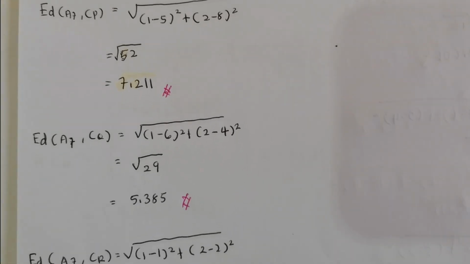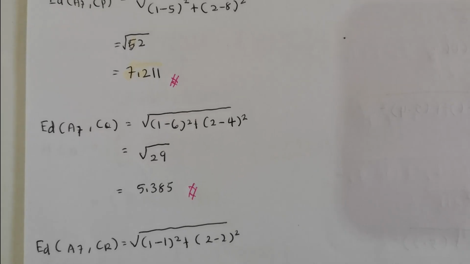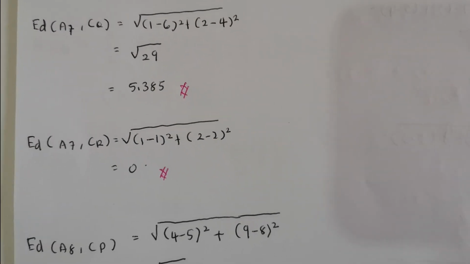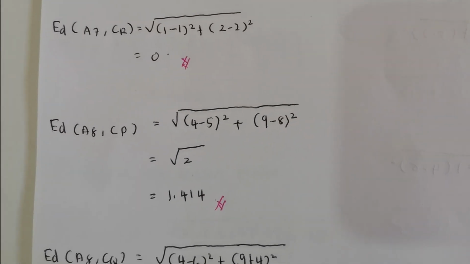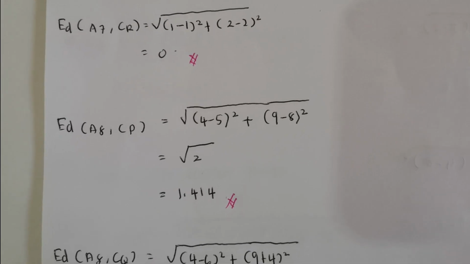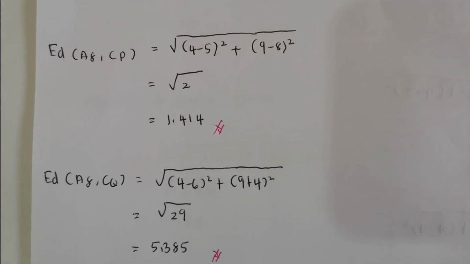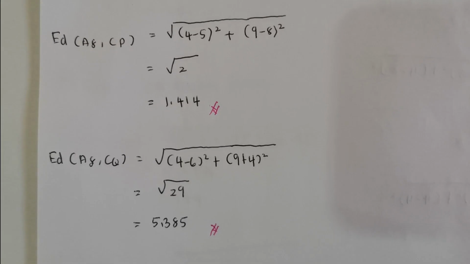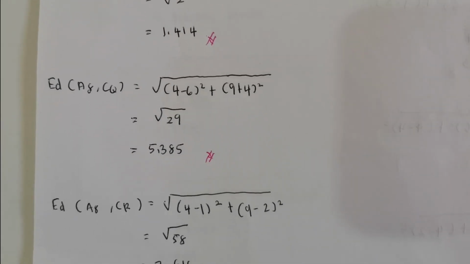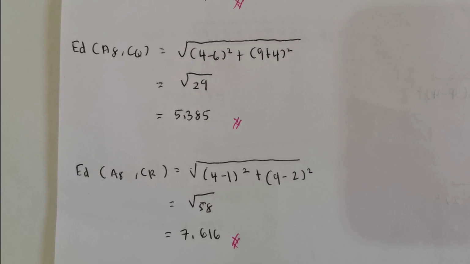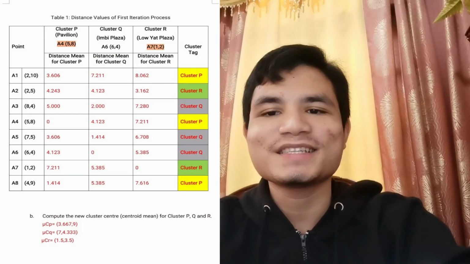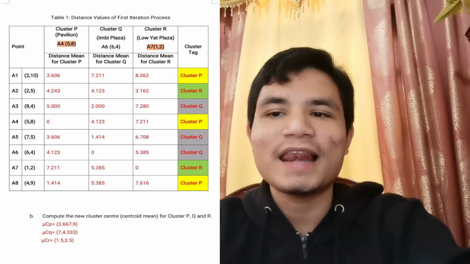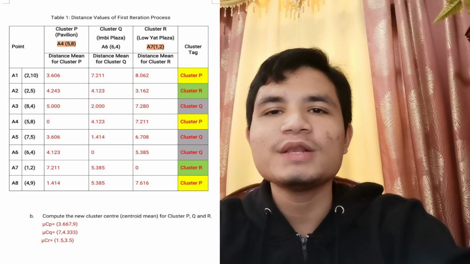Okay, so now the distance from cluster P to A7 is 7.211. The distance from cluster Q to A7 is 5.385. The distance from cluster R to A7 is 0. The distance from cluster P to A8 is 1.414, and the distance from cluster Q to A8 is 5.385. And lastly, the distance from cluster R to A8 is 7.616.